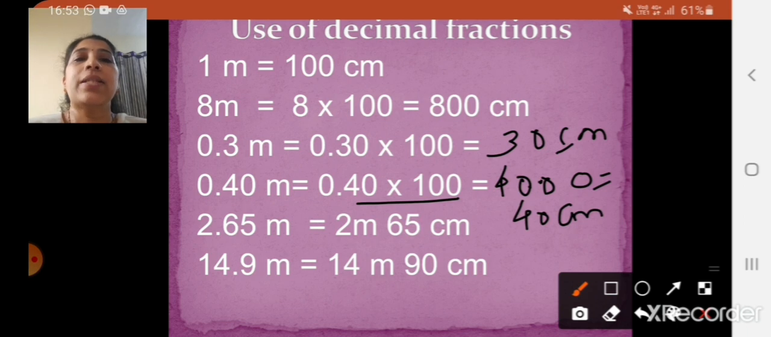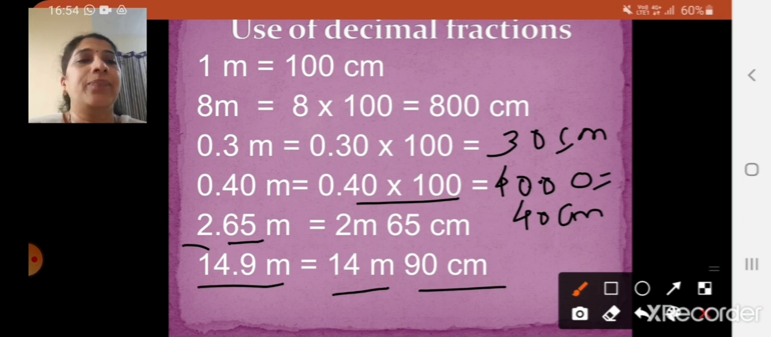Now 2.65 meter. Right? So 2.65 meter, how will you write? As I told you, children, before the decimal point, which number is there, that will become your meter, 2 meter. And after the decimal point, which number is there, that will become your centimeter. So 65 centimeter. So it comes 2 meter 65 centimeter. Now 14.9 meter. So again, before the decimal point is meter, that is your 14 meter, and after the decimal point, that is your centimeter. So 0.9 means it is 90 centimeter, right? So I hope students, you have understood this conversion.